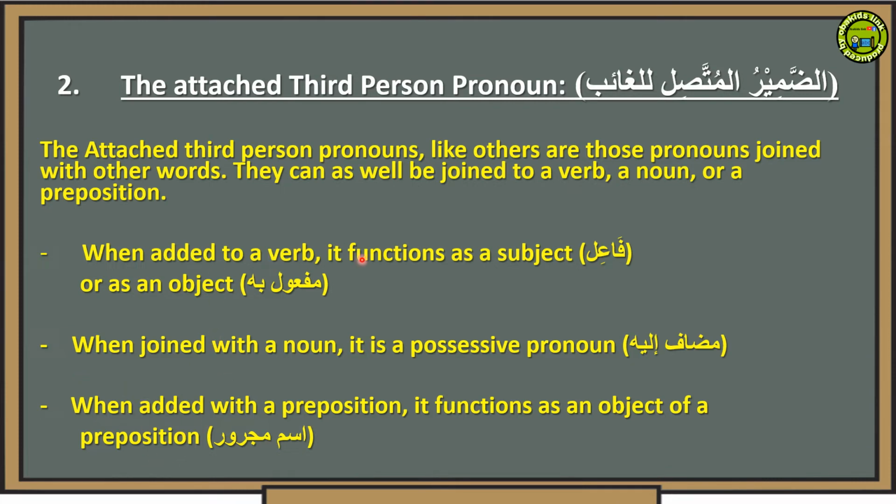2. The attached third person pronoun, الضمير المتصل للغائب. The third person pronouns like others are those pronouns joined with other words. They can as well be joined to a verb, a noun, or a preposition. One, when added to a verb, it functions as a subject, فاعل, or as an object, مفعول به. Two, when joined with a noun, it is a possessive pronoun, مضاف إليه. Three, when added with a preposition, it functions as an object of a preposition, اسم مجرور.